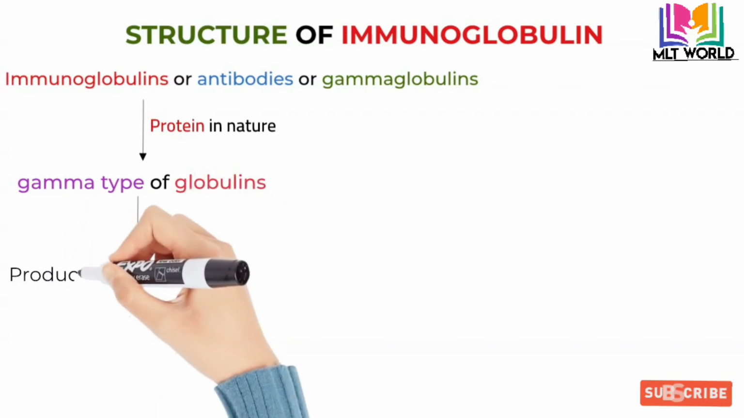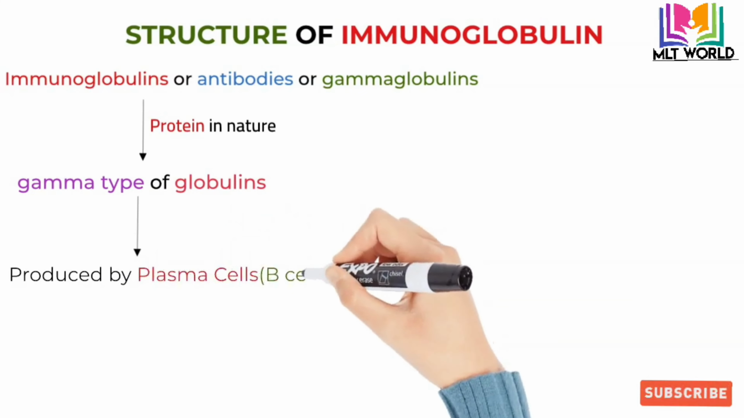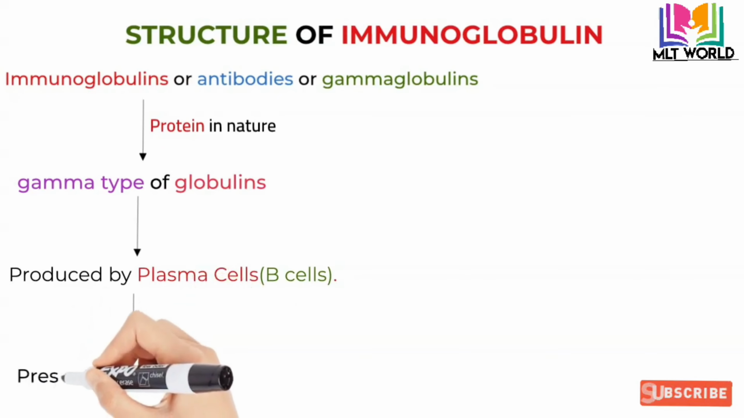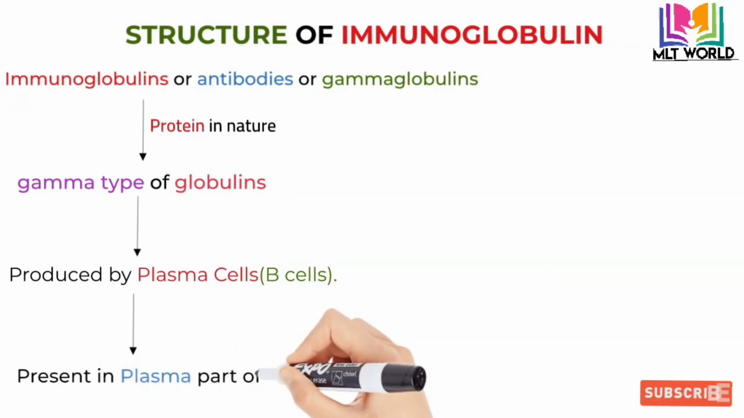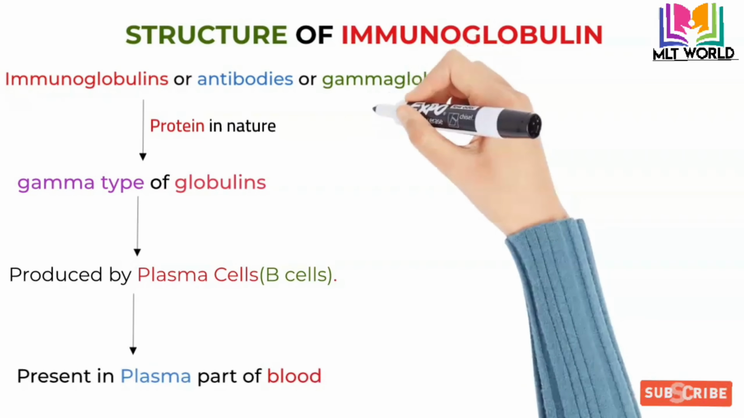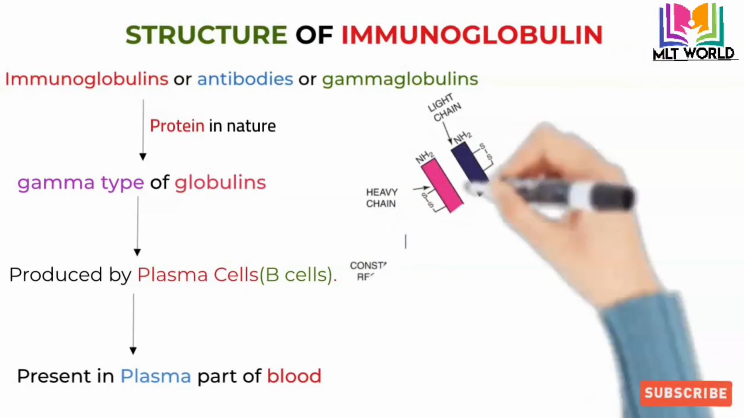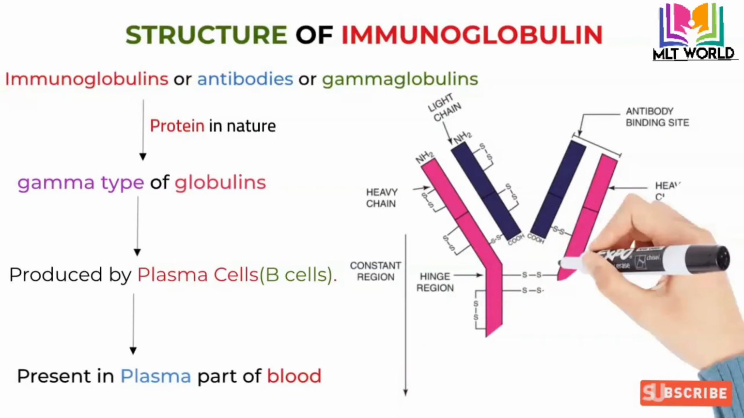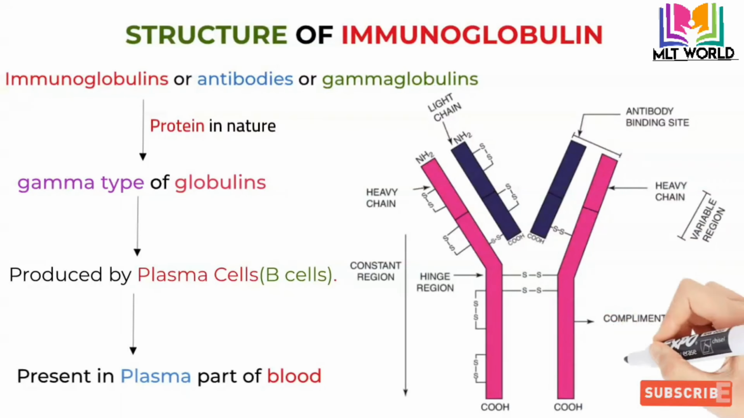The next important point is that immunoglobulins, or antibodies, or gamma globulins are produced by the plasma cells, B cells, that is, a type of white blood cell, lymphocytes. So from lymphocyte B cells, immunoglobulins are produced, and immunoglobulins are present in the plasma part of the blood. Now this was just the name introduction or nature of immunoglobulins. Now we will see a quick review of the structure of immunoglobulins.